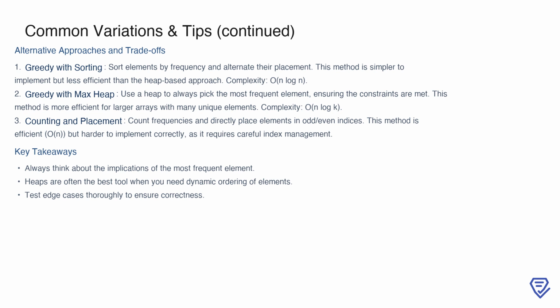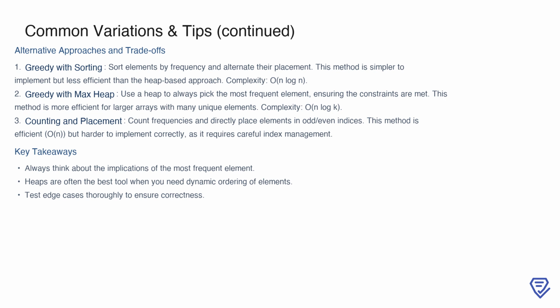A more efficient option is the greedy approach with a max heap. This method dynamically selects the most frequent element for placement, ensuring constraints are met. It's particularly effective for larger arrays with many unique elements, as it operates with a time complexity of O(n log k). Another efficient, though more challenging, approach involves counting frequencies and directly placing elements into odd and even indices. While this method has an optimal complexity of O(n), it requires meticulous index management to implement correctly.